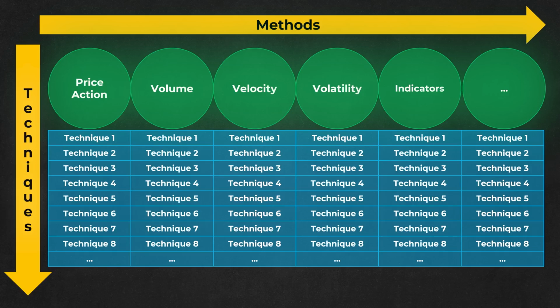VWAP, and so on. In the horizontal axis of the chart, we have the different kinds of methods, and in the vertical axis, we have the different kinds of techniques. There are trade opportunities where you will find the intersection of multiple techniques of one single method. For example, you will find several volume trading techniques converging at the same time. That is called vertical integration.